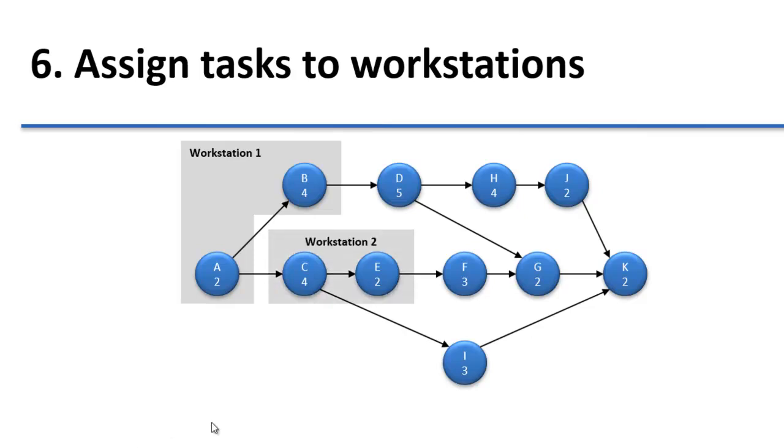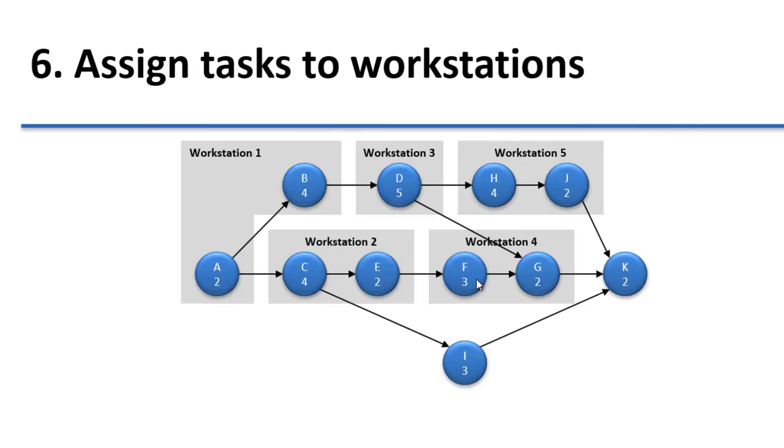All right, workstation 2, tasks C and E, again 6 minutes. We're less than or equal to the takt time. Workstation 3 is composed of task D. Task D is 5 minutes, and we really can't combine it with anything else because it would exceed the 6-minute takt time. So D is by itself in a workstation. Workstation 4 is composed of F and G, again 5 minutes total. Workstation 5, H and J. Workstation 6 is going to be I and K.